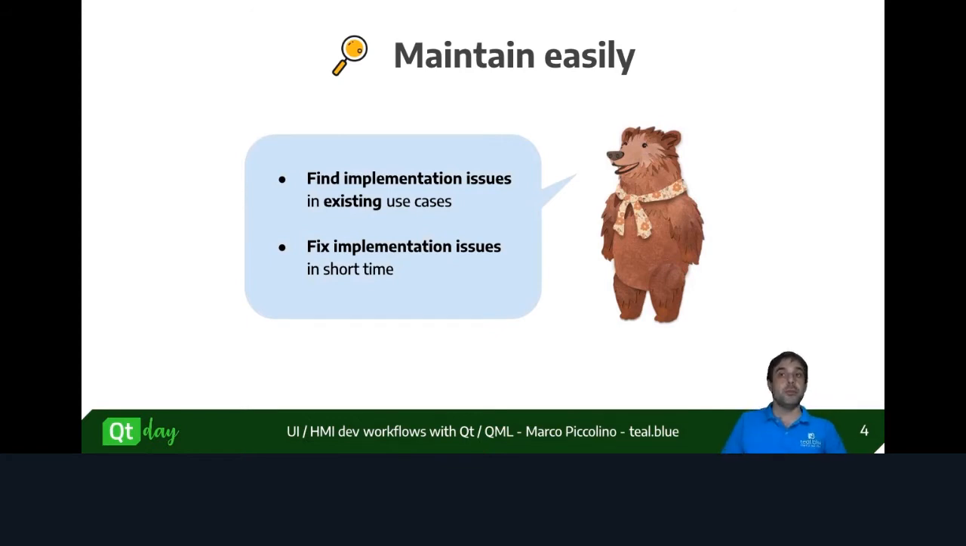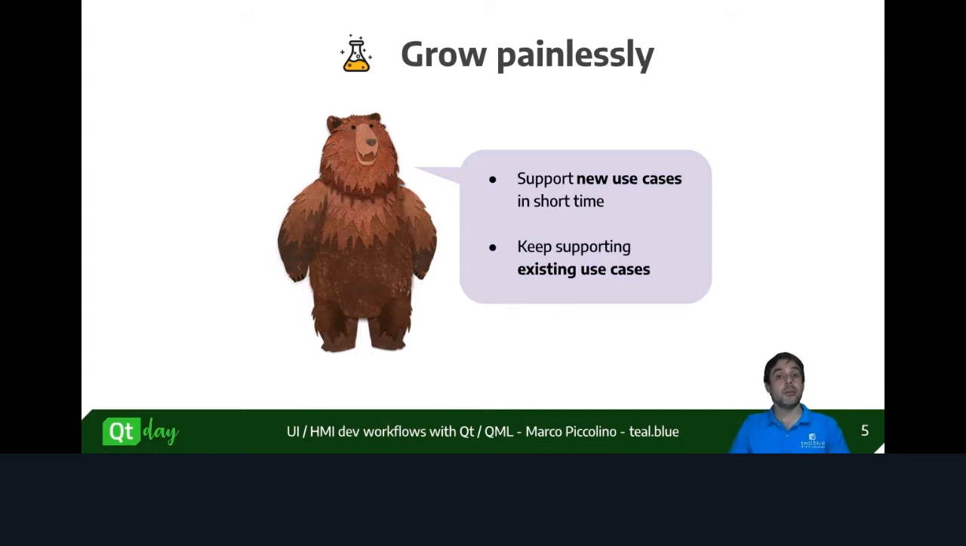The second goal would be to maintain the code easily, which means that finding and fixing implementation issues in use cases that come from the past, whether it was you implementing them or someone else, should be easy and quick as well. The third goal could be to grow your code painlessly. So whenever you want to add a new use case, a new feature, you do that without big trouble and also without breaking existing code and existing use cases.